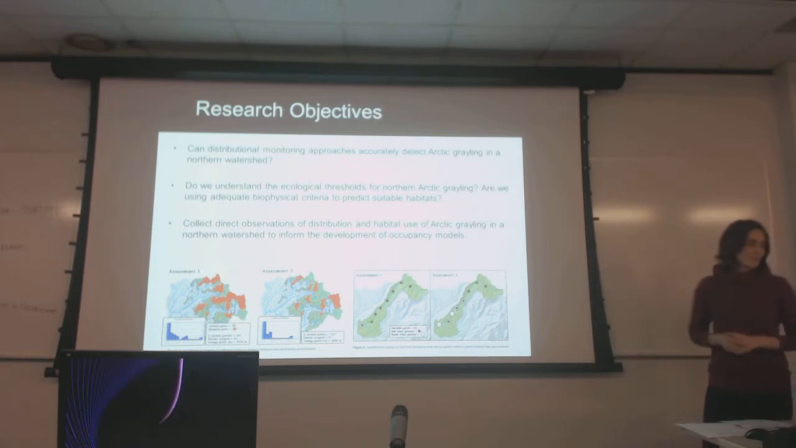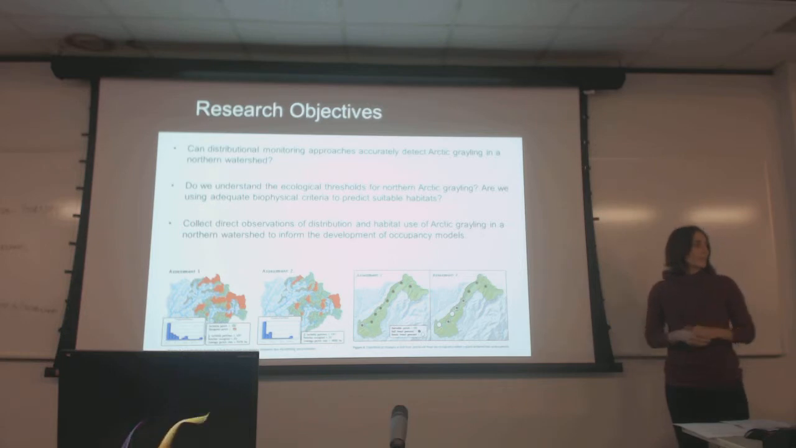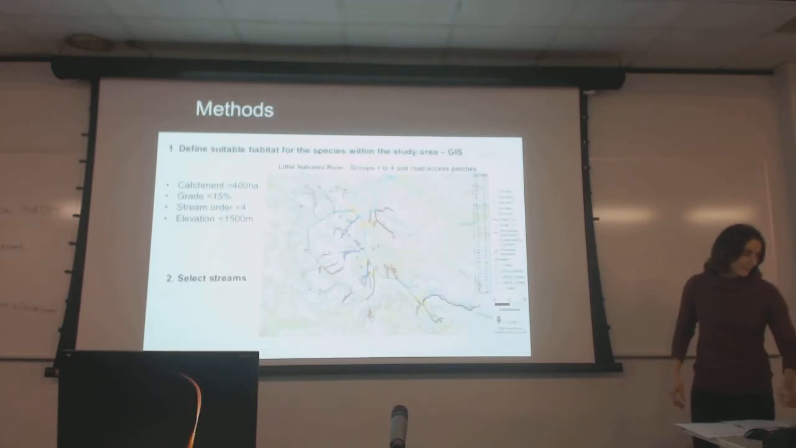So can this approach be used? Do we understand for Arctic grayling specifically, because they are found in a lot of these watersheds, do we understand enough about their habitat? Are we looking for the right signs on the landscape to identify their suitable habitat? And then to go out there, the best way to delineate suitable habitat is to do direct observations. So we're going out there and doing that.